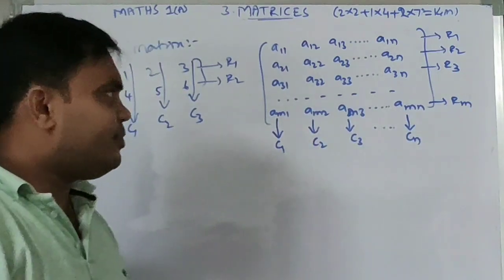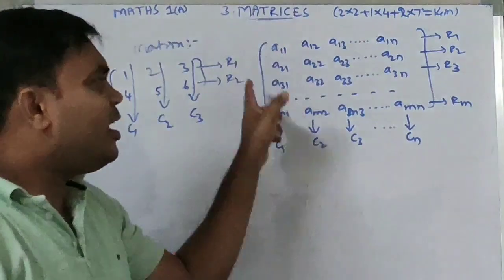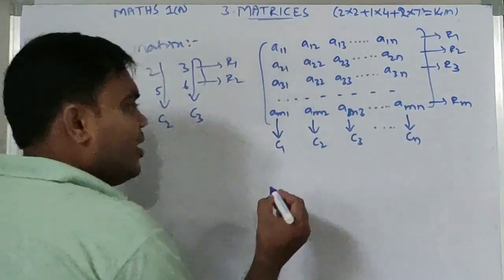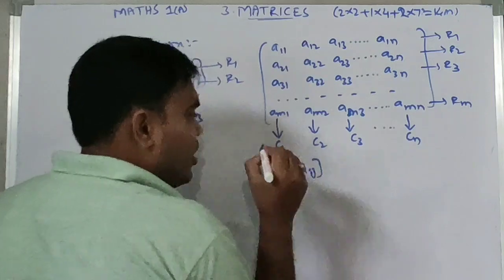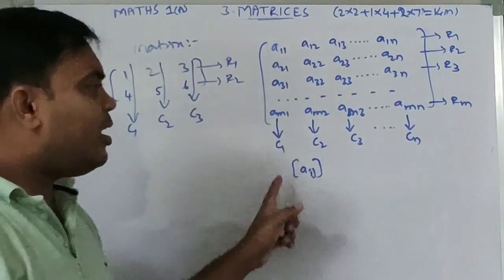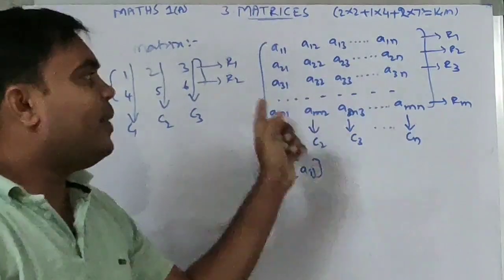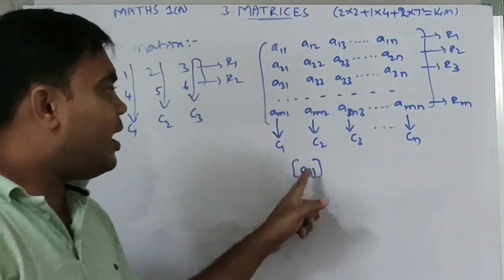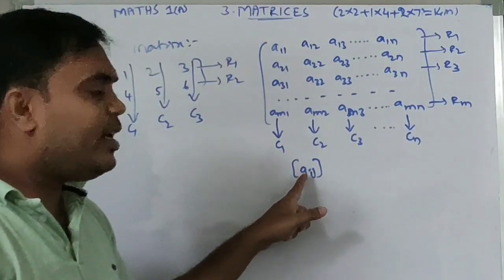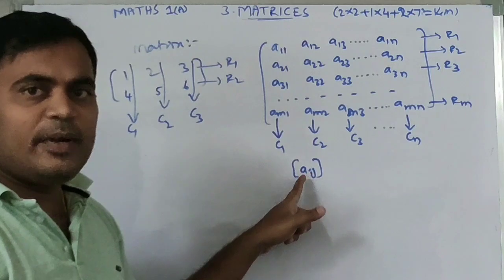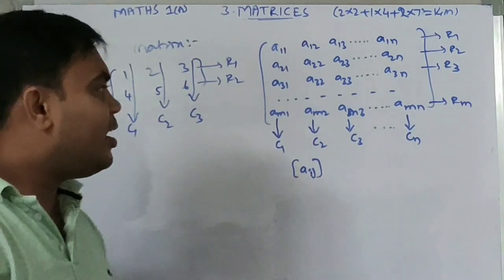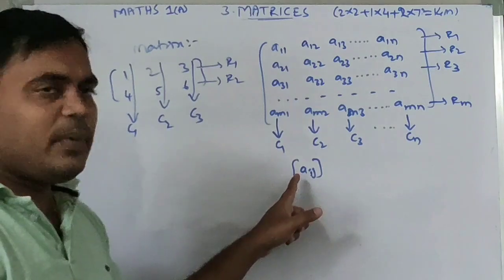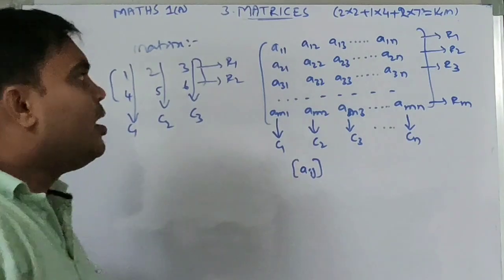Next, I want to represent all the elements with a single element, that is Aij. So Aij represents all the elements of this matrix. In Aij, i represents the row of an element and j represents the column in which the element appears. So i represents the row and j represents the column.